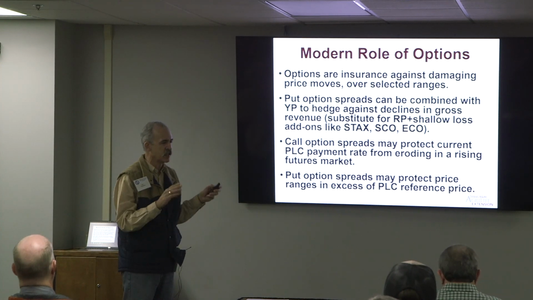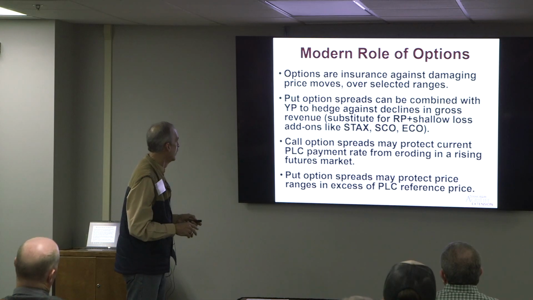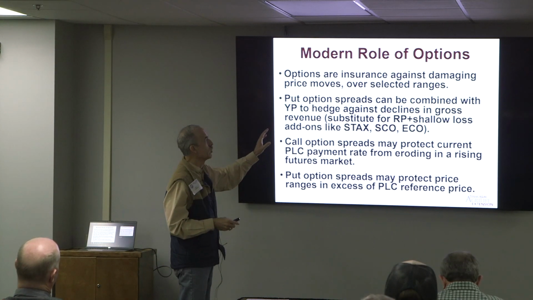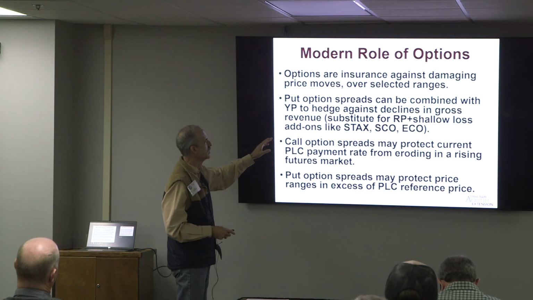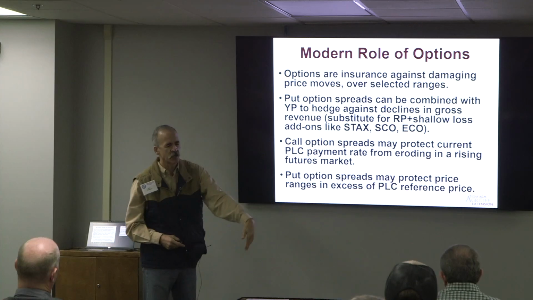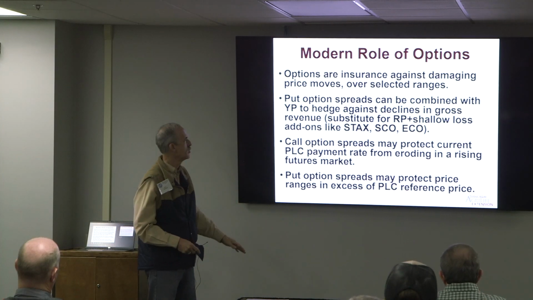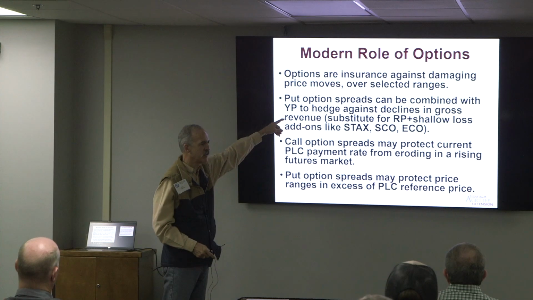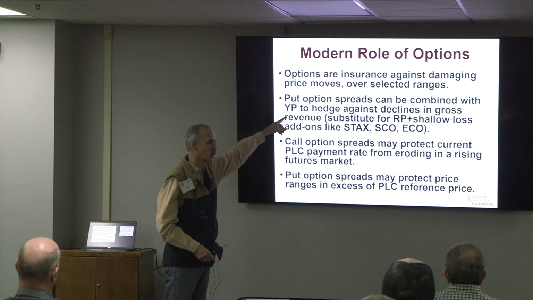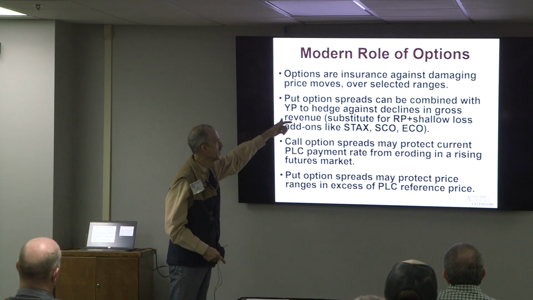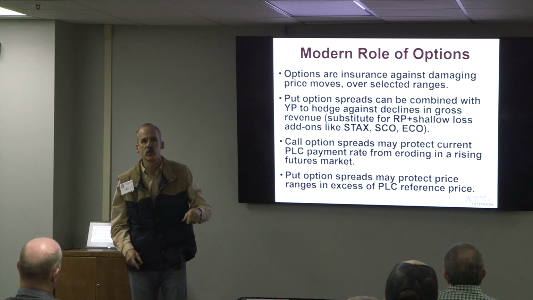And so I'm going to give three examples in the time I have that show what I think are the relevant things that you need to protect and how you can protect them with options. One is using put options. Put options are downside price insurance. Don't think of them any more than that. Combined with yield protection, which is the non-revenue product, the old crop insurance, you can combine put options with yield protection and hedge against falling gross revenue.